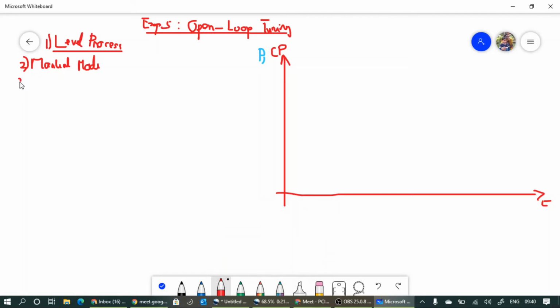Now the third step is to select a particular value, that is, give a particular manual control output, say P1, in percentage. So P1 must be in percentage. Select 10%, so give P1 equal to 10%. So what you have to do? Select level process, then select the manual mode.